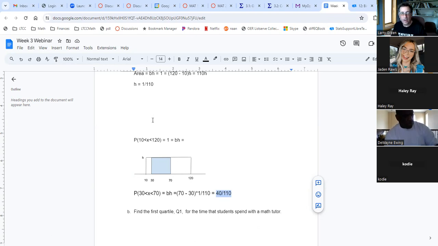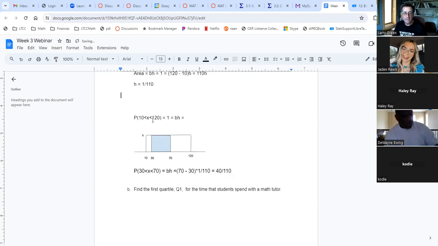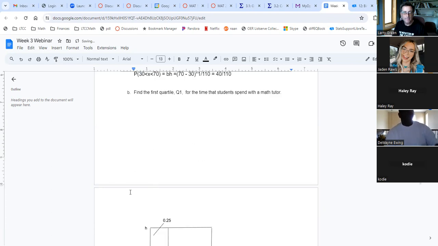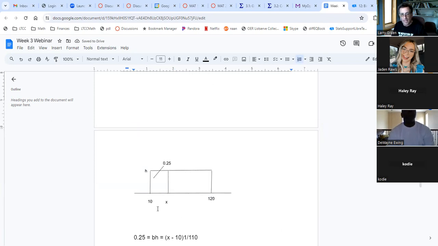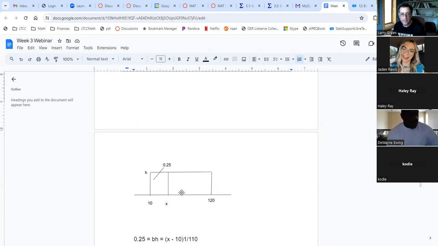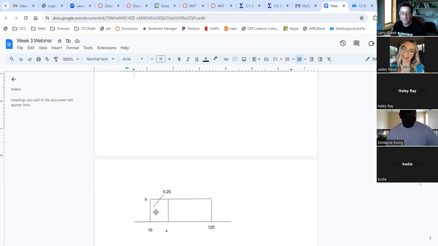So what I can do is I can draw a picture. And I still have the 10 to 110, because that's what the uniform distribution was. Then 25% is the area, or 0.25 is the area. It's not the value of x, it's the area. So it's very important. You don't put 0.25 down here. X is what we don't know. So I'm just going to label that as x, or Q1 if you want to write it that way.